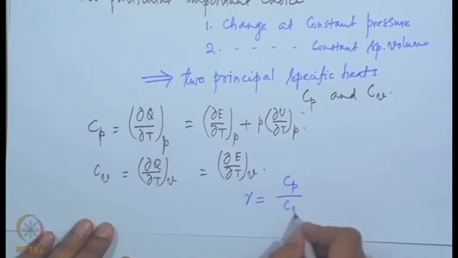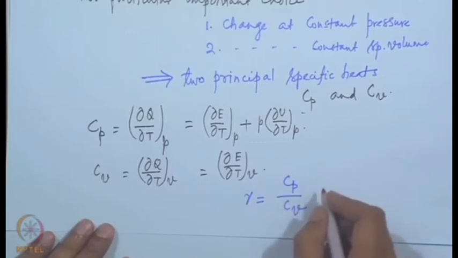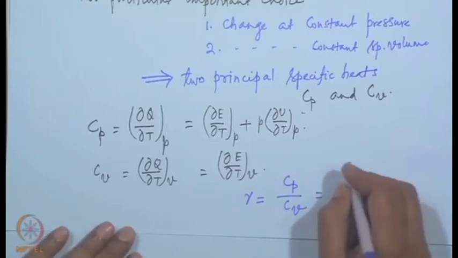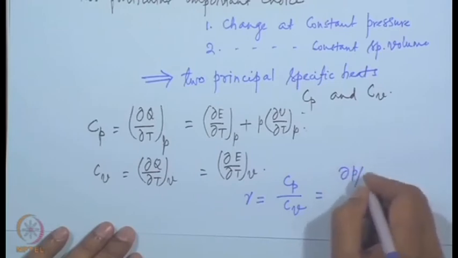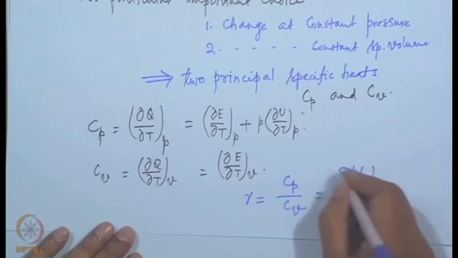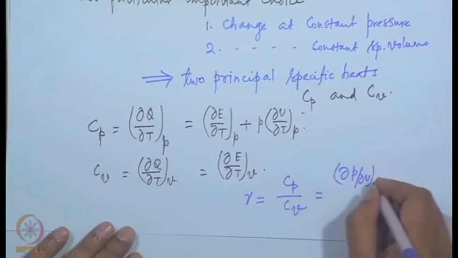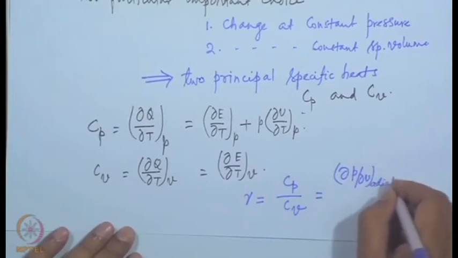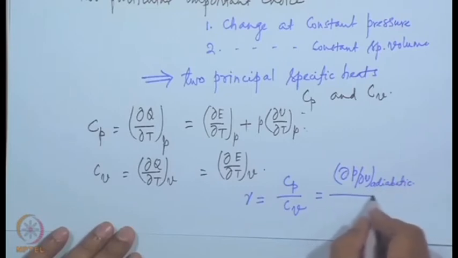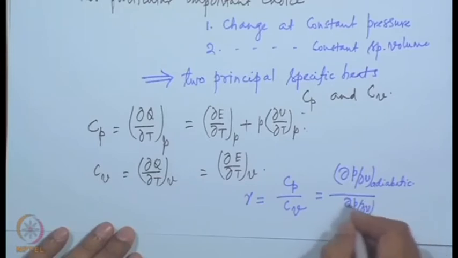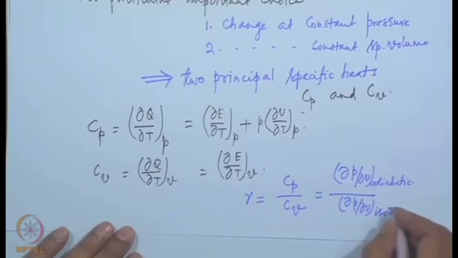Cp by Cv, which can be shown to be dP dV adiabatic, and dP dV isothermal.